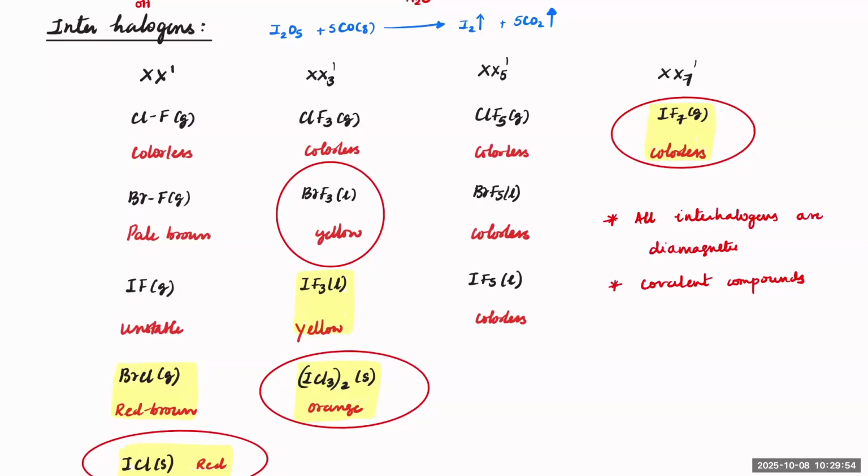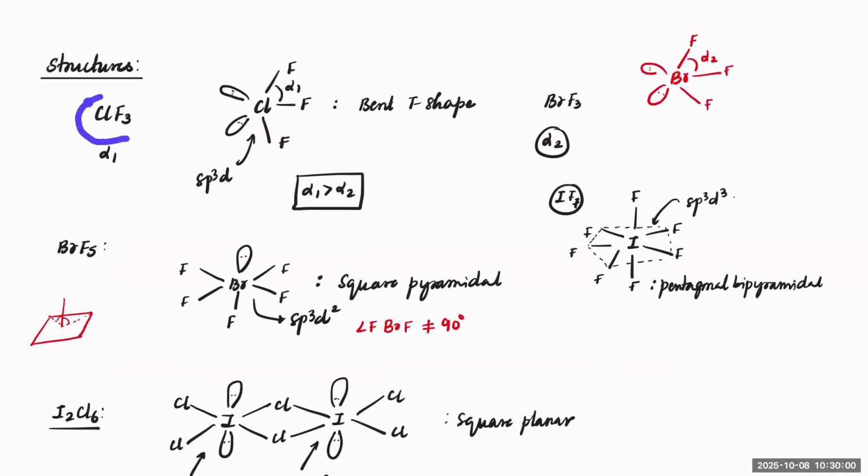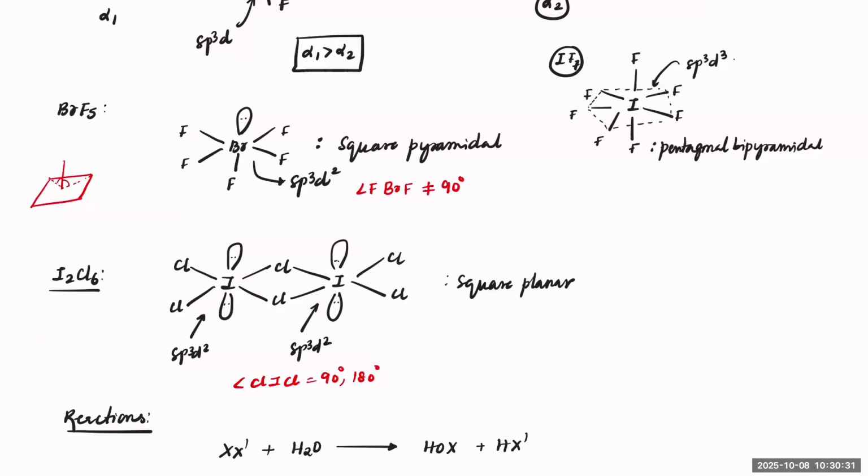Now, a few important things starting from structure. If you notice, ClF3 will have a structure like this, which is a bent T shape. In bent T shape, you know that this bond angle alpha 1 will be greater than that of bond angle alpha 2 if you have BrF3. That makes sense because bromine is bigger in size, so therefore it can hold at a smaller bond angle. Here, chlorine is smaller in size, so it makes a larger bond angle. Both will have bent T shapes, while BrF5 will have a square pyramidal shape with a hybridization of sp3d2.